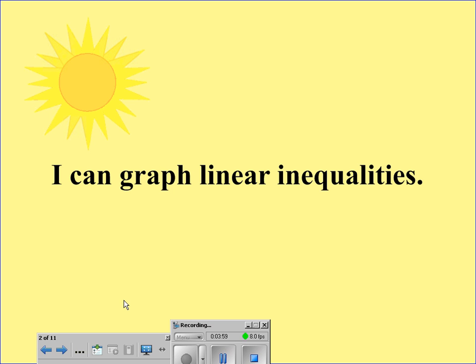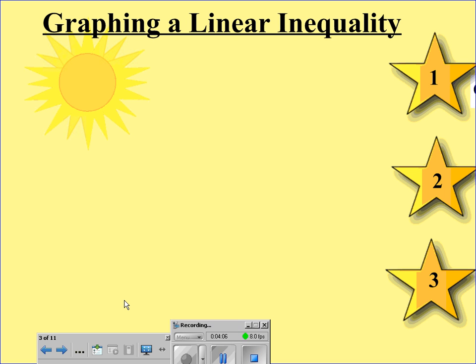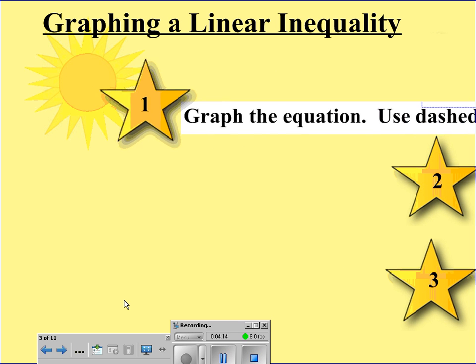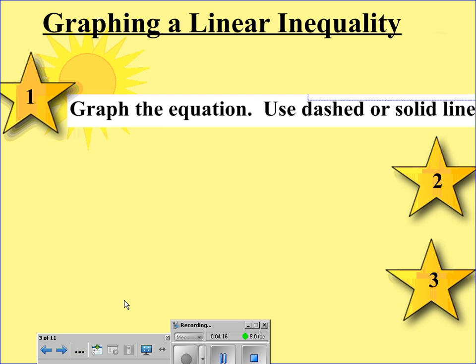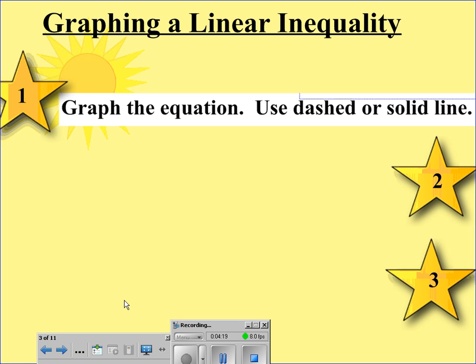Today's lesson is on graphing linear inequalities. Graphing linear inequalities consists of 4 steps. The first step is to graph the equation and use a dashed or solid line. We use a dashed line if we have less than or greater than, and we use a solid line if we have less than or equal to or greater than or equal to.